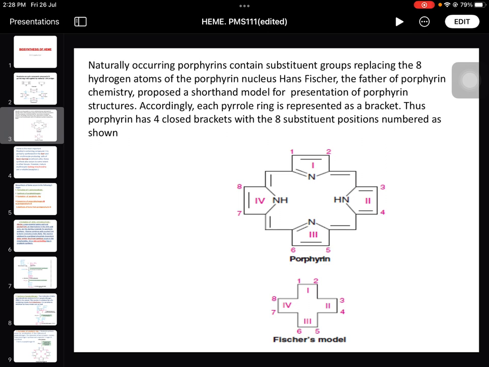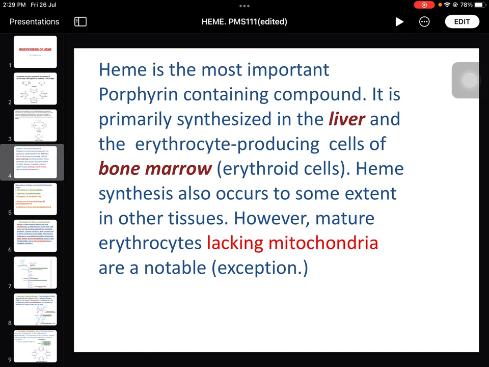Hans Fischer, who is considered to be the father of porphyrin chemistry, proposed the shorthand model for the presentation of porphyrin structures. According to this, each pyrrole ring is represented as a bracket. Thus, porphyrin has 4 closed brackets with the 8 substituent positions numbered as shown below.